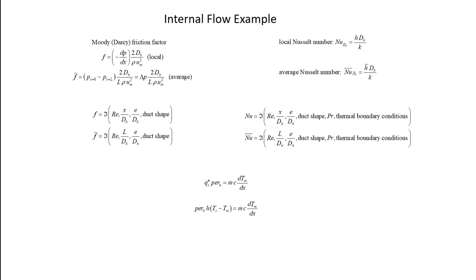Okay, so just to recap where we're at relative to internal flow, we have talked a little bit about the correlations that you would use to get the pressure gradient and the pressure drop, so the local and the average friction factor, and correlations to get the local and the average heat transfer coefficient, so the local and the average Nusselt number, and this is what they depend on, those correlations.